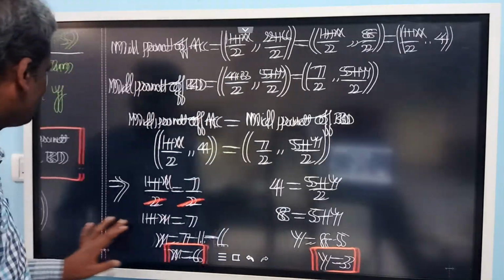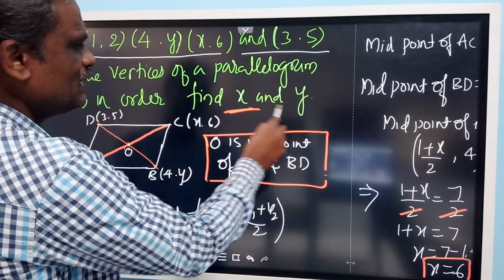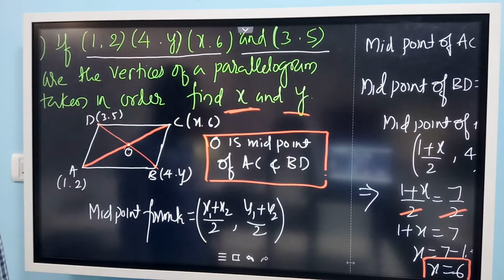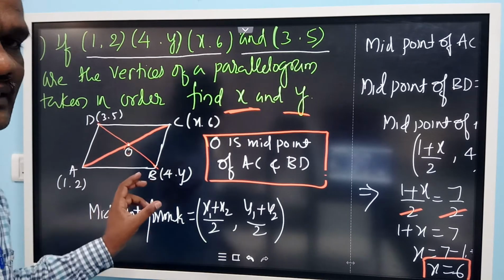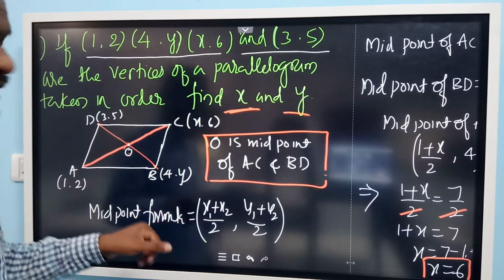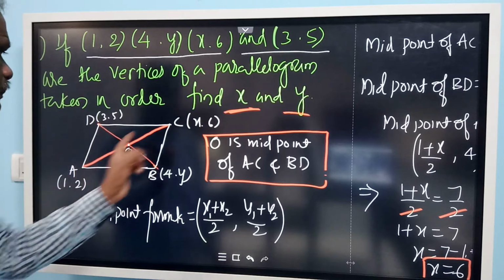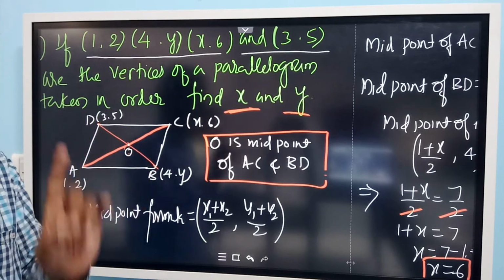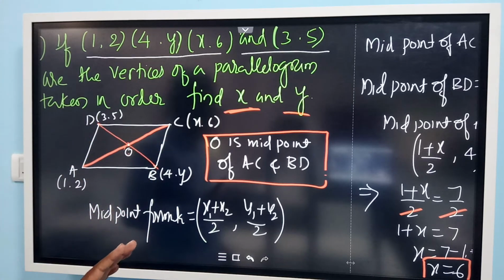So they asked us to find the values of x and y. The property we used here is very important. The distance formula is a lengthy one. If you use the midpoint formula, then it is very easy. The midpoint of BD and the midpoint of AC are both the same because the diagonals of a parallelogram bisect each other.